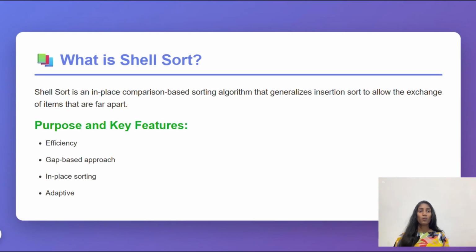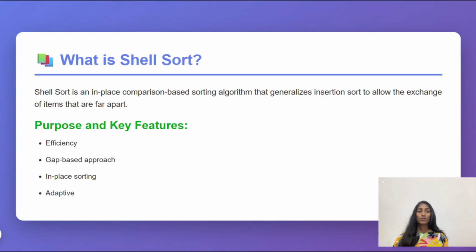Key features. One important advantage of shell sort is its efficiency. Compared to simple insertion sort, shell sort works much faster when dealing with large datasets. Another key feature is its gap-based approach. The algorithm starts by dividing the list using a large gap between elements. As the sorting process continues, the gap is gradually reduced. This method helps move elements closer to their correct position earlier in the process.